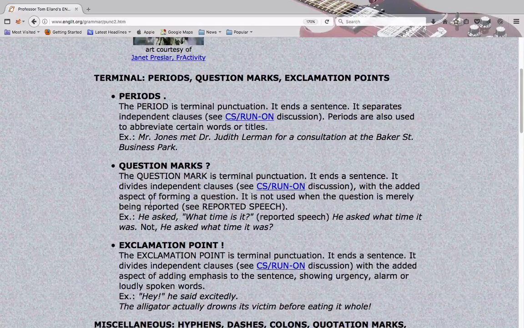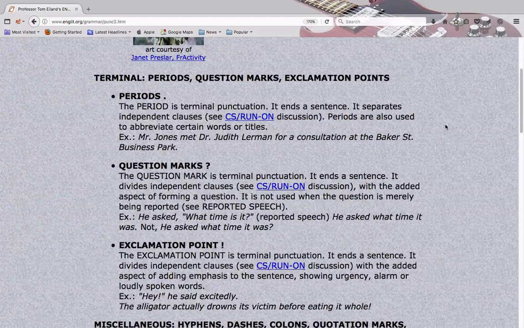Question marks and exclamation points are also terminal punctuation, with the added notion that the question mark is an actual question. It is not the same as reporting a question. And you will note that when you ask a question, the word order is different than reporting that same thing. So, for example, if you were to say the character wanted to know what time it was, you would not put a question mark on there because you're not asking a question, you're reporting that somebody said something that happened to be a question.